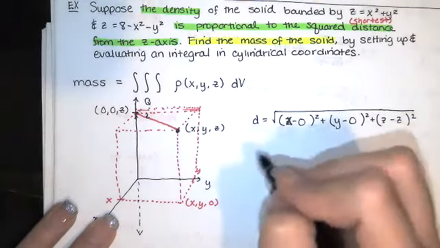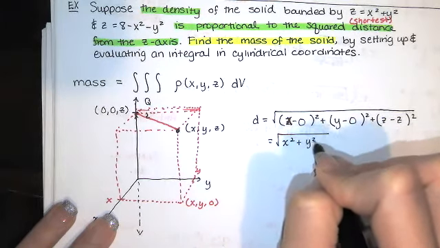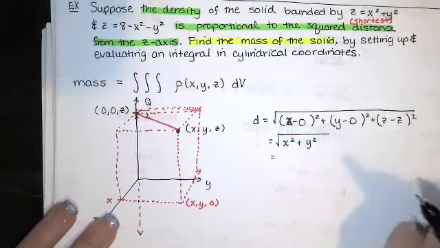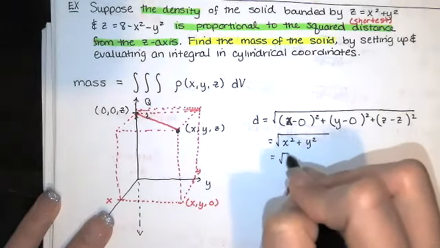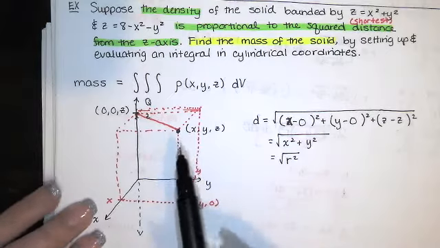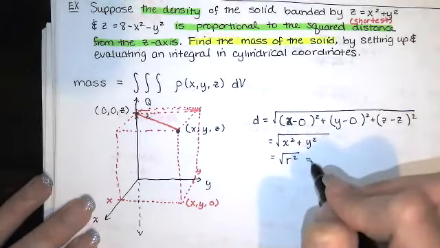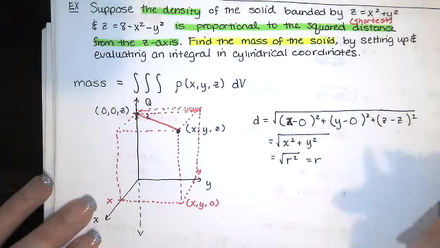Z minus z squared is 0, of course, so we end up with the square root of x squared plus y squared, and the square root of x squared plus y squared is r. So the distance from this point, or the shortest distance between this point and the z-axis, is just r. Now go back to the problem statement.